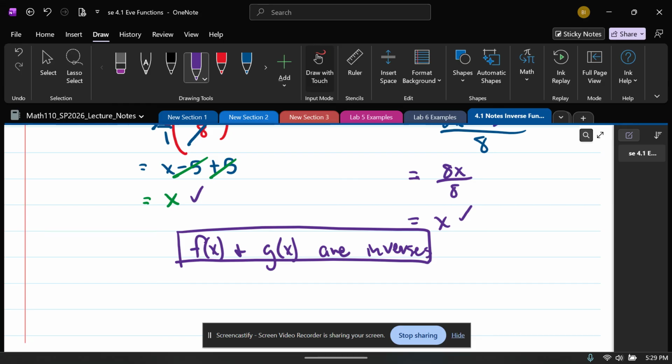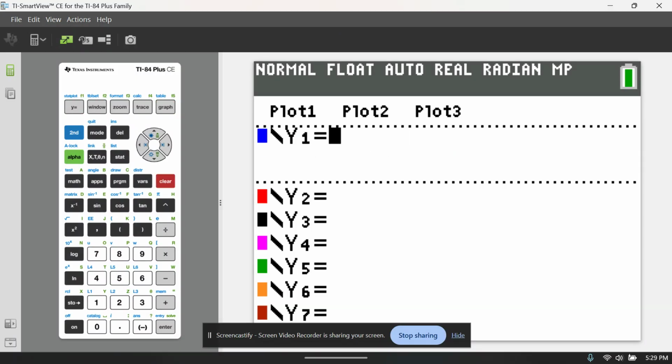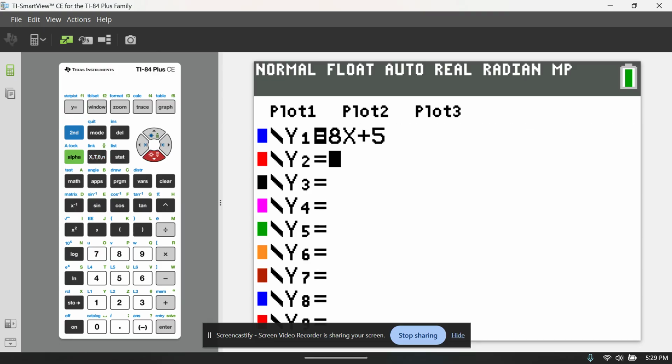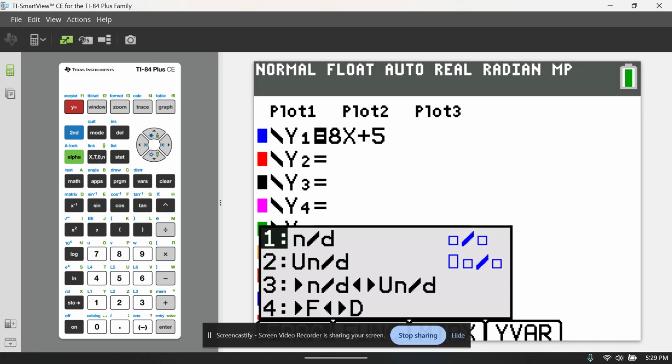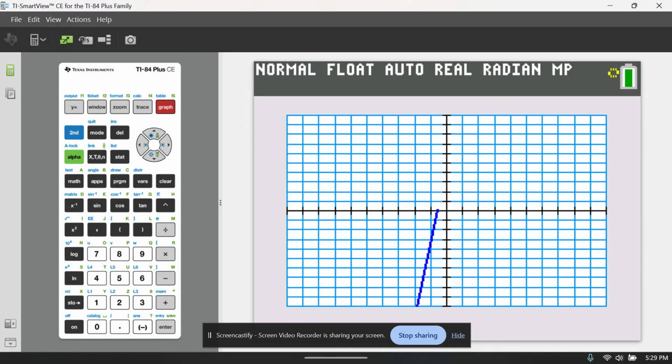f of x and g of x are inverses. Okay, I want to show you one other cool thing about the functions. I'm going to graph both of them. I'm going to graph f of x, which was 8x plus 5. And g of x, I'm going to put the fraction in there: x minus 5, and then on the bottom, an 8. I'm going to hit graph.